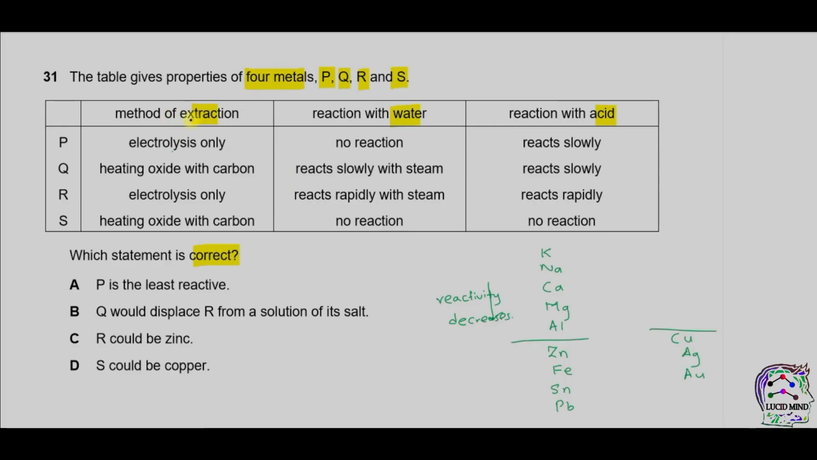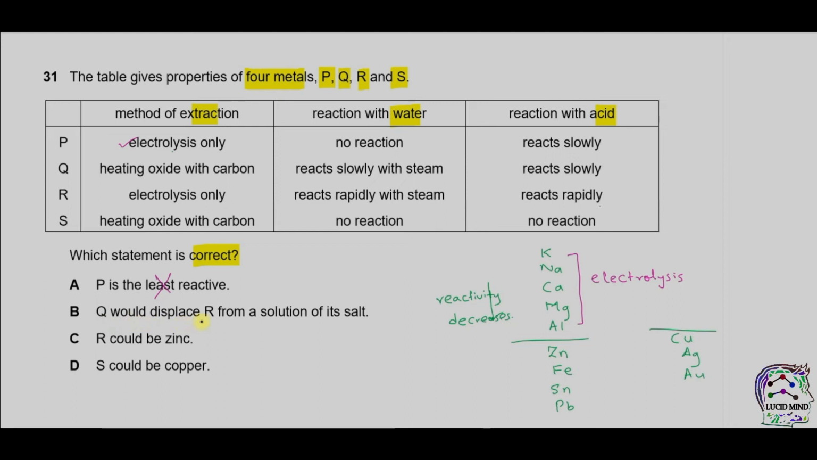Now it says in the method of extraction that P can only be extracted using electrolysis. Now these first 5 elements are very reactive, so therefore they can only be extracted using electrolysis. So option A says P is the least reactive. This is incorrect because the most reactive elements are present on the top, so it should be the most reactive one.